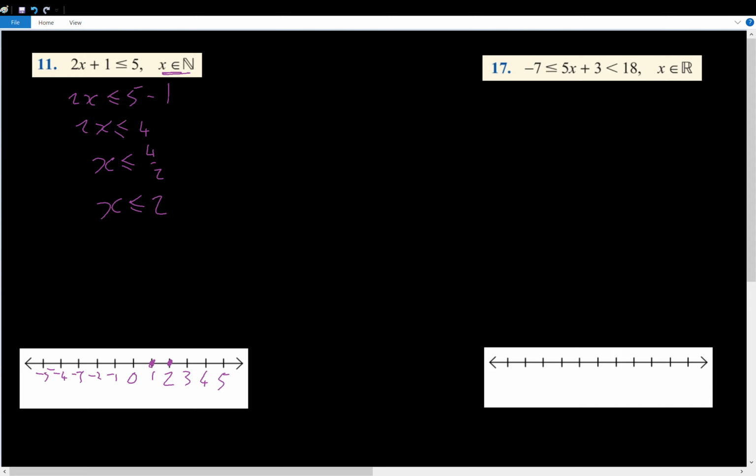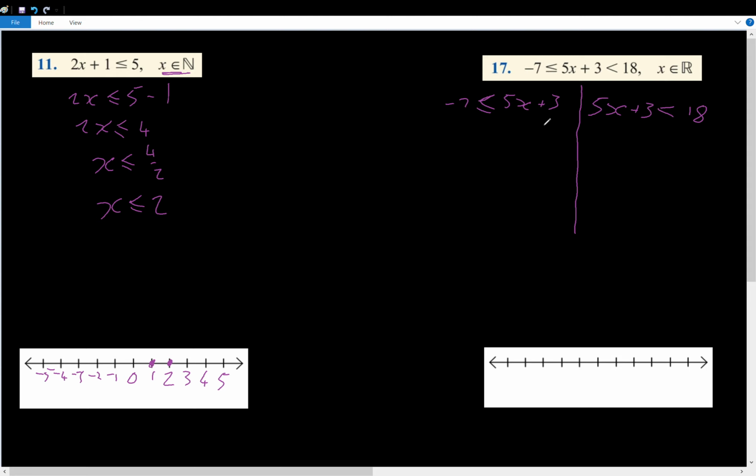And for 17, we've got a slightly different situation. This time we've got a double inequality. We've got minus 7 is less than or equal to 5x plus 3, which is less than 18. So what we do to keep this straightforward is we draw a line down the middle. We're going to take the first two parts of the inequality over to the left. So minus 7 is less than or equal to 5x plus 3. And then take the second two over to the right. So it's going to be 5x plus 3 is less than 18. And we're going to solve these out.